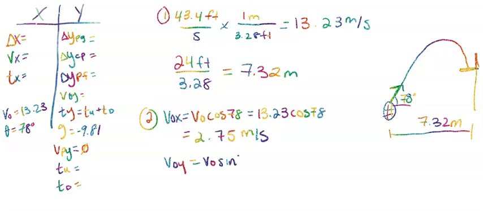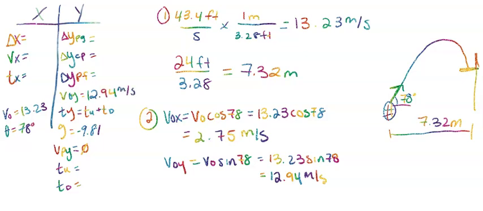We do the same thing for v initial y. We use sine instead of cosine because of the triangle. So 13.23 multiplied by the sine of 78 is going to get us our y component. That one will change, so this is just the initial as it leaves the hands. That's 12.94 meters per second. That velocity is directed upward. That's right at the starting point when it leaves the hands of the player. And again, the x stays the same.